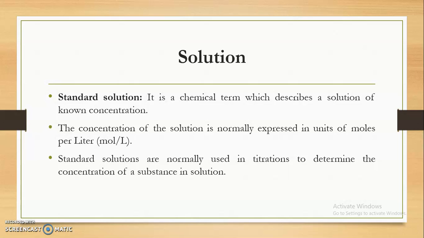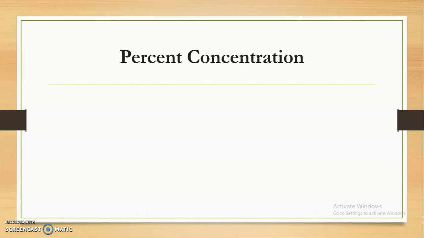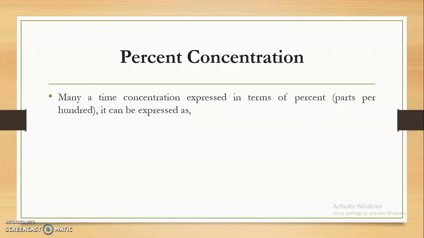Now, standard solutions are normally used in titrations to determine the concentration of a substance in a solution. So they are used to determine the concentration of other substances that are present in the solution. That is the importance of the standard solution, because we know its concentration. Now, the first term that is used for expression of concentration is percent concentration. What is this percent concentration?